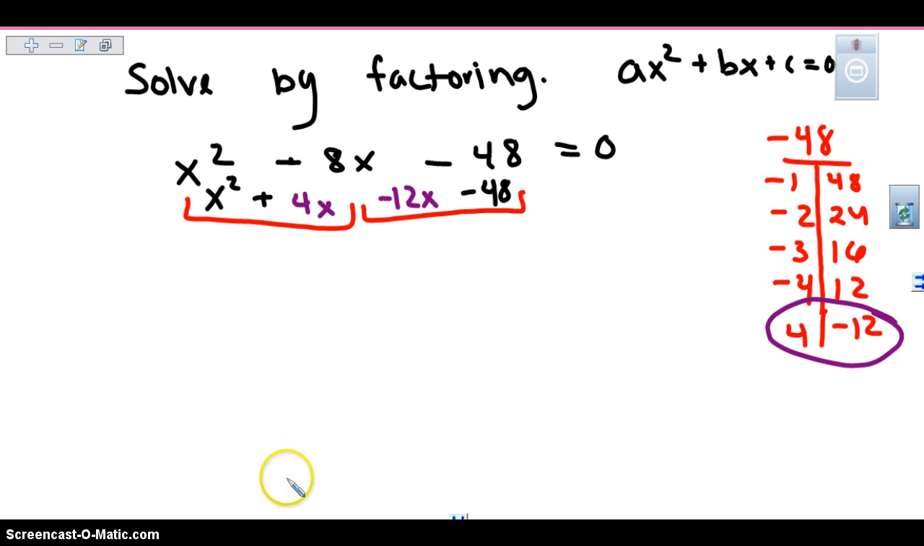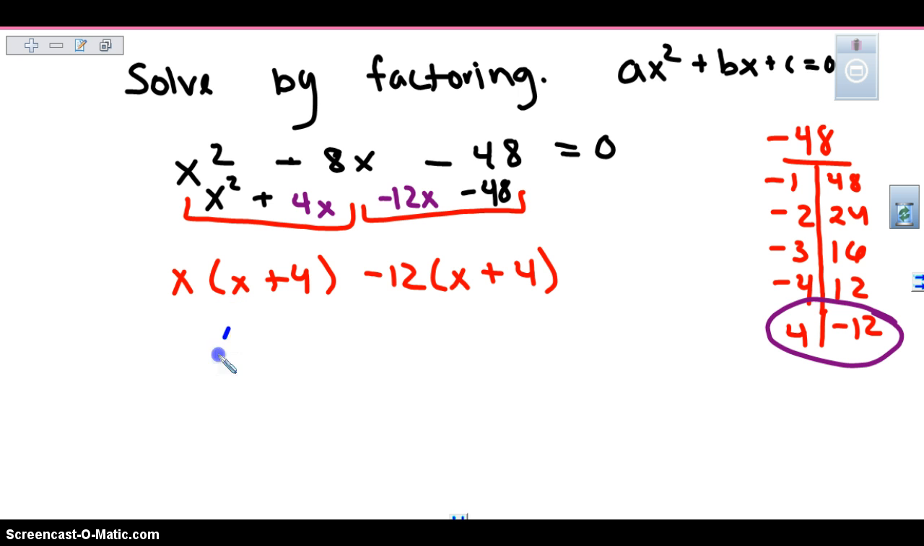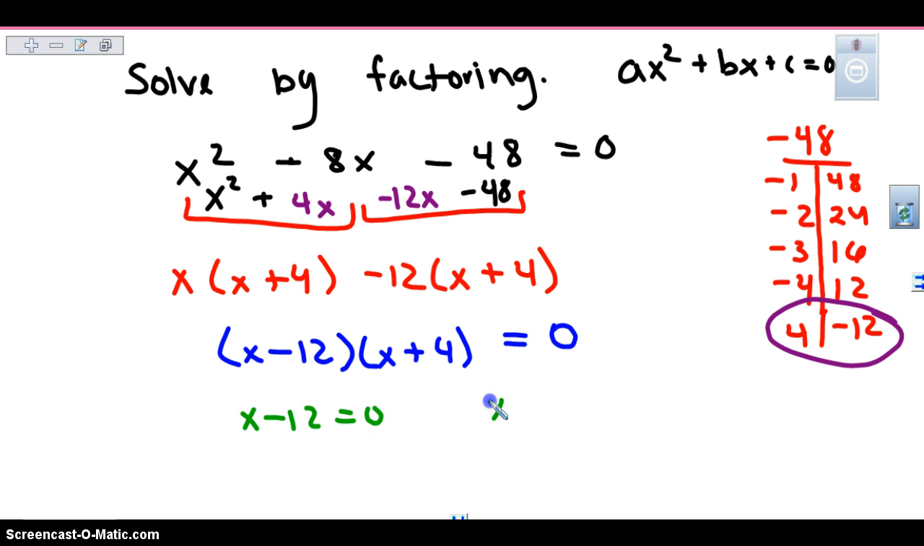We can factor each of the groups and say x plus 4. We can factor out negative 12, x plus 4. And we have (x - 12)(x + 4) = 0. Now we can apply the zero product property. Say x minus 12 equals 0 and x plus 4 equals 0. That means that x can equal 12 or x can equal negative 4.